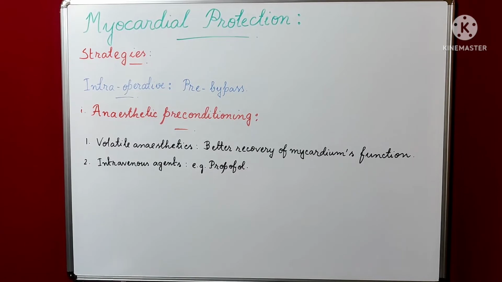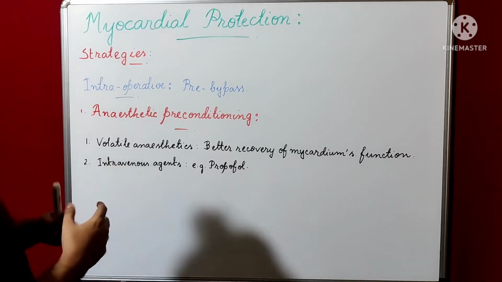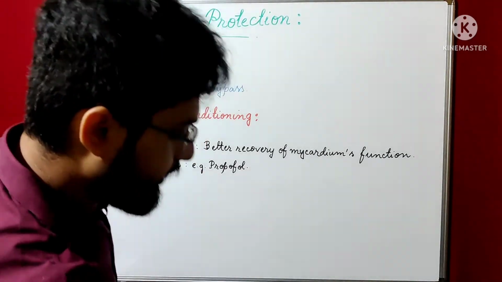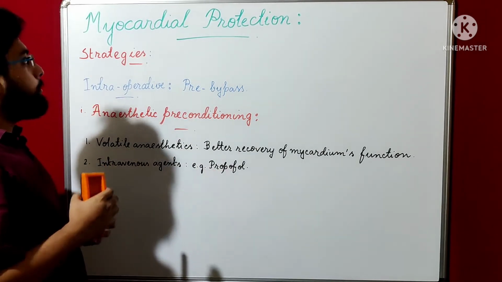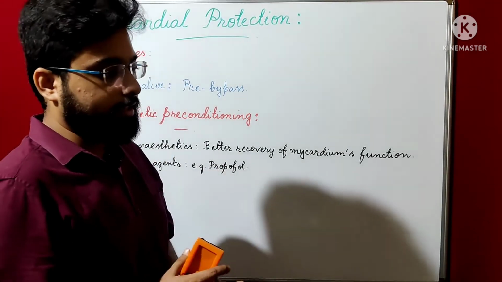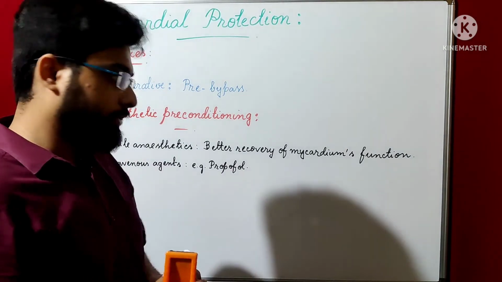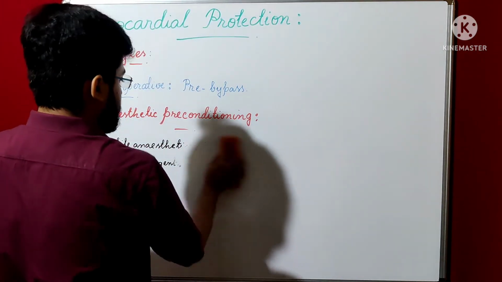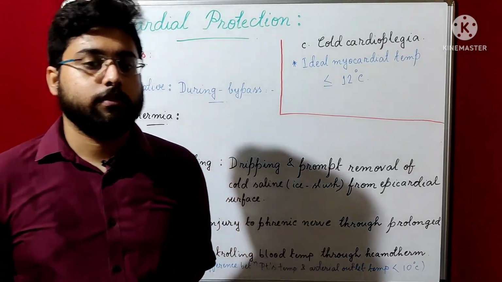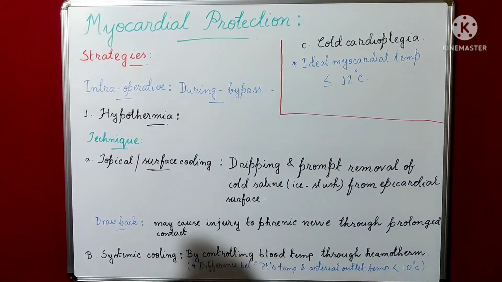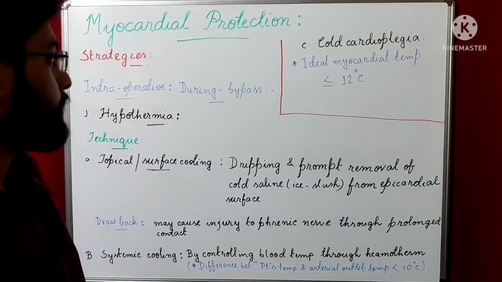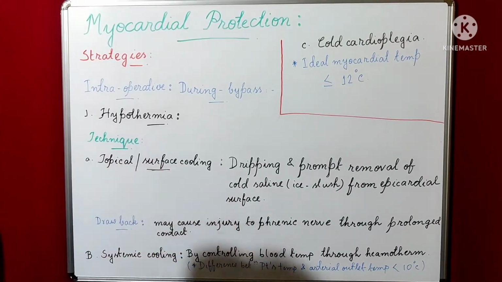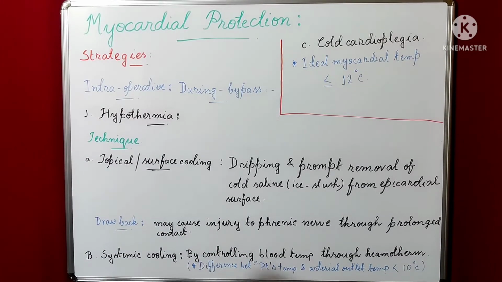After that, the phase which will come is the during bypass or intra-bypass phase, and during that phase all the protective strategies are taken from the perfusionist side. So let's see those interventions. The first strategy which we undertake during bypass is hypothermia, and this strategy has been used almost since the 1950s.